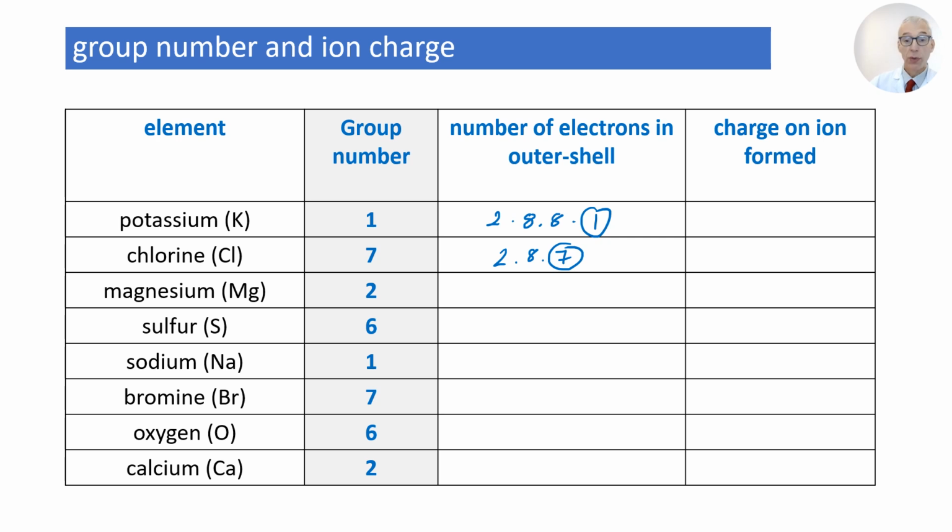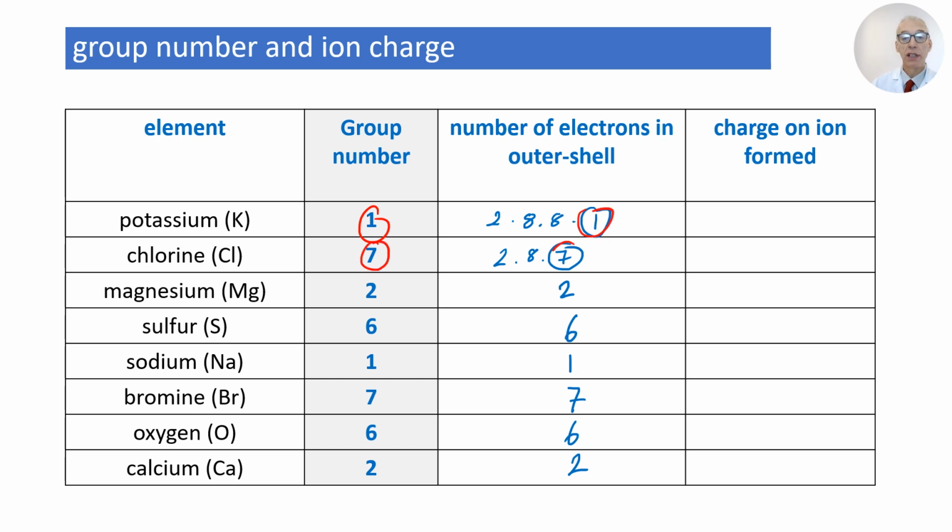Okay, so if we look at magnesium, obviously it's got 2 electrons in its outer shell. Sulfur has got 6. Sodium has got 1. Bromine has got 7. Oxygen has got 6. Calcium has got 2. So I'm hoping you'll see there's a relationship between the group number and the numbers of electrons in the outer shell.